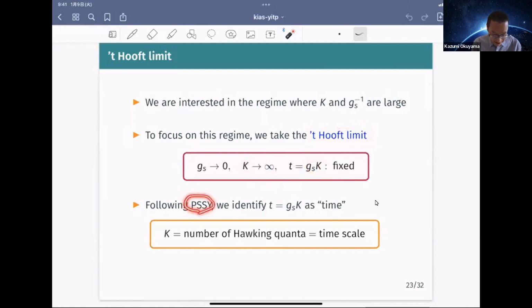Following the West Coast paper, we identify this 't Hooft coupling as a time. This identification comes from the naive picture that K is identified with the number of Hawking quanta, and as the evaporation proceeds, or time passes, the number of Hawking quanta grows. So it seems natural to identify the number of branes as a time scale, because the number of Hawking quanta grows as time passes. Anyway, we identify this 't Hooft coupling as a time. But we are strictly working on a Euclidean geometry, and there is no real time, so we identify this parameter as some kind of fictitious time.